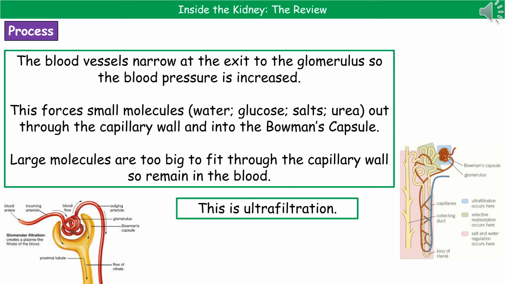So this process by which we're pushing some bits out into the Bowman's capsule, but not everything, this is called ultrafiltration. So ultrafiltration happens within the glomerulus. High pressure forces small molecules out through the capillary wall into the Bowman's capsule, and the large molecules remain in the blood.